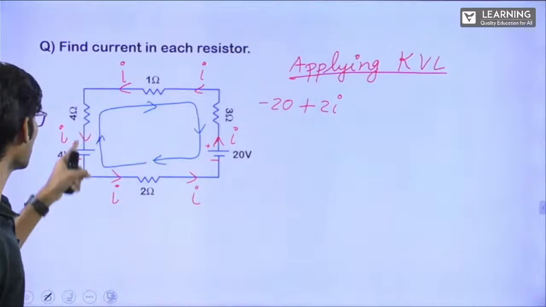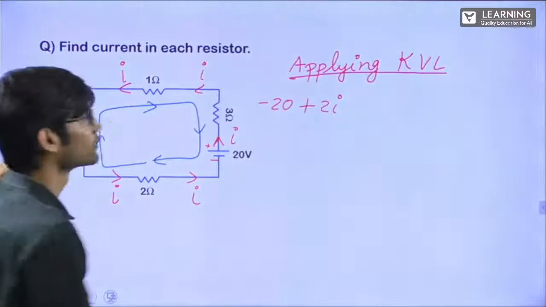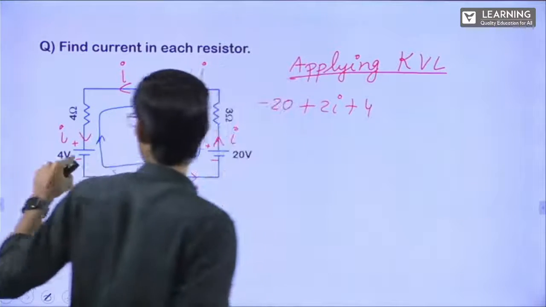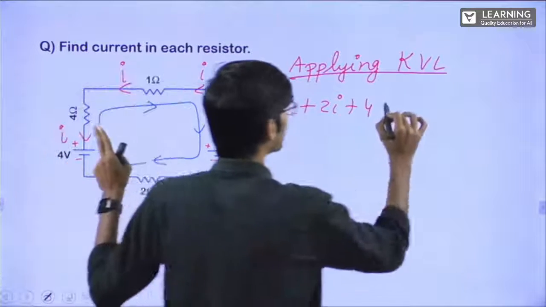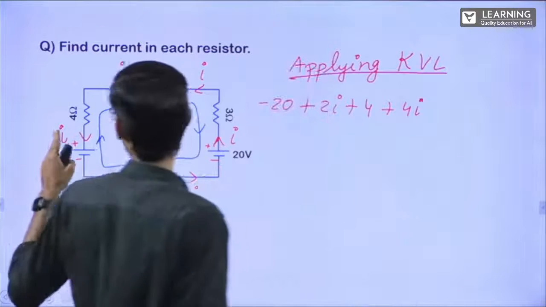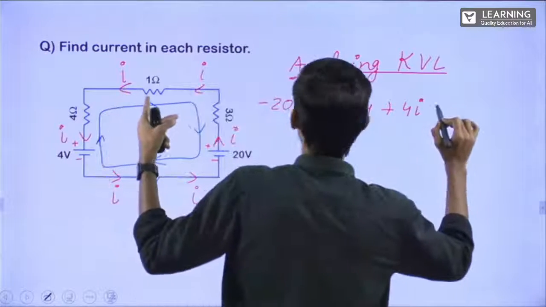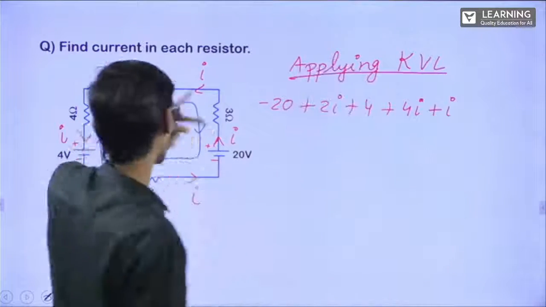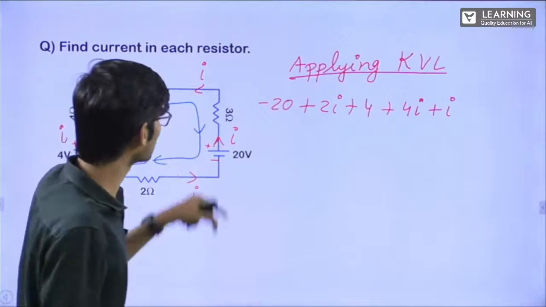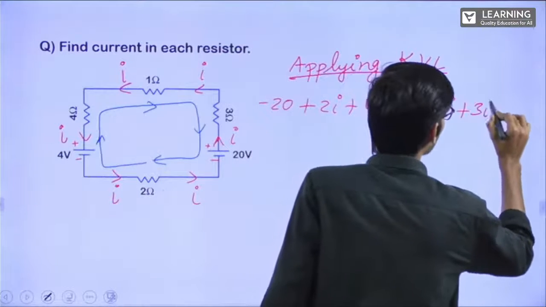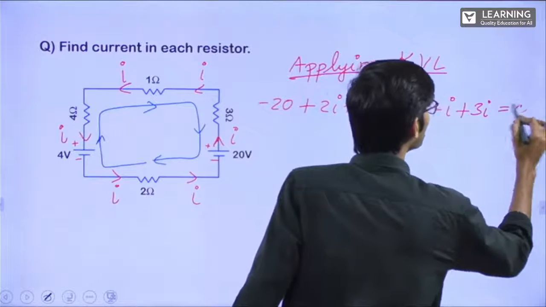Then here we are going in this direction, and if you see this battery, we are going towards plus 4. Now here, our direction and current's direction is opposite. It will be plus 4I. Here, opposite, plus I. Coming here, again the direction of current and our path is opposite. So this will be plus 3I. And the sum, again we reached here, no need to write this again because we have already written this. The sum will be 0.